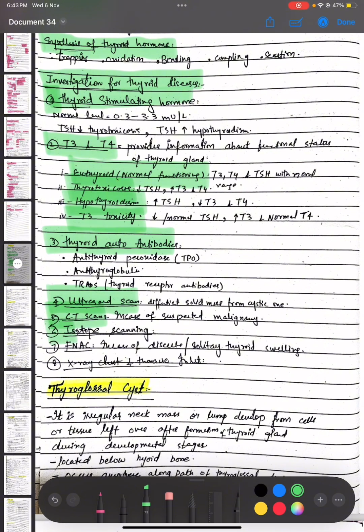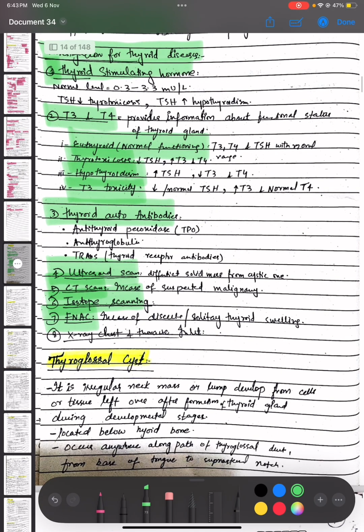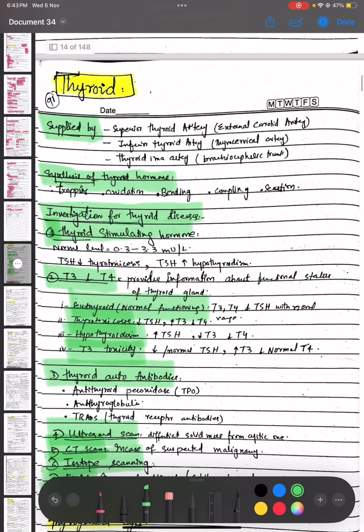Isotope scanning is done, and FNAC, that is fine needle aspiration, is done in case of discrete or solitary thyroid swelling. X-ray chest and thoracic inlet is done for the investigation of thyroid disease. So this was the general introduction of thyroid.